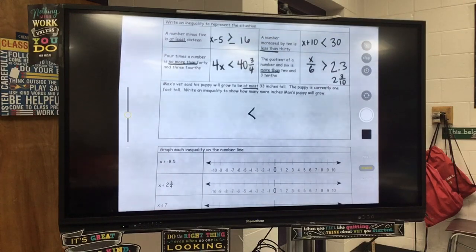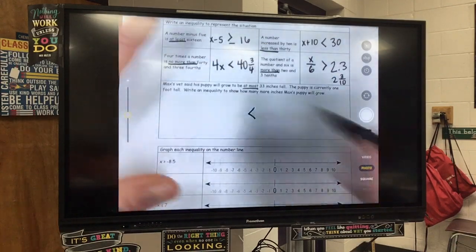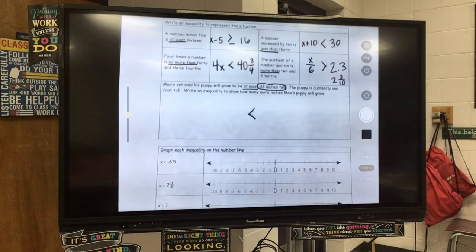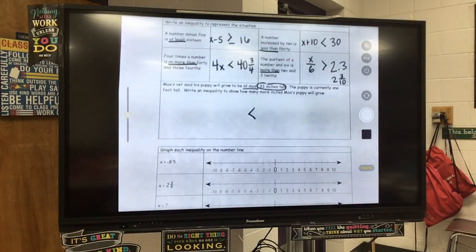So in this first sentence right here, what else is important? That it can be 33. So 33 inches tall. What is that 33 inches representing? The whole or the total, right? So that is technically our answer. That is the most, that is where his growth will stop. So that is the total that he can be.